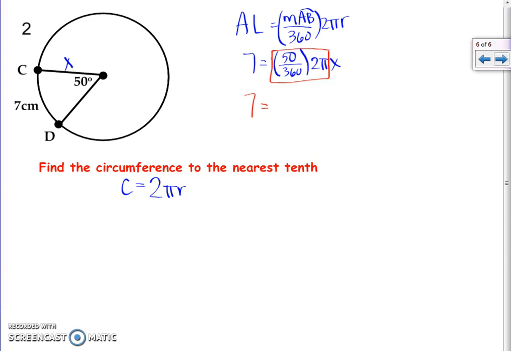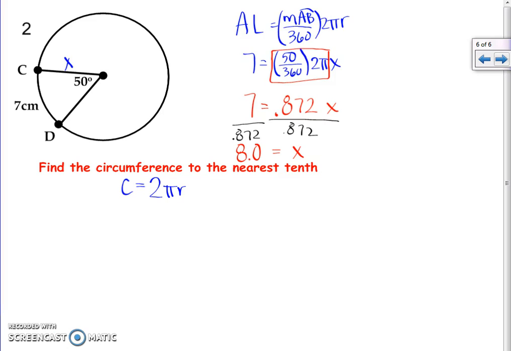How much? 0.872x. How do we get x by itself? Divide by that decimal. What do we get? 8.0. So basically 8. Okay, so we just found the radius.